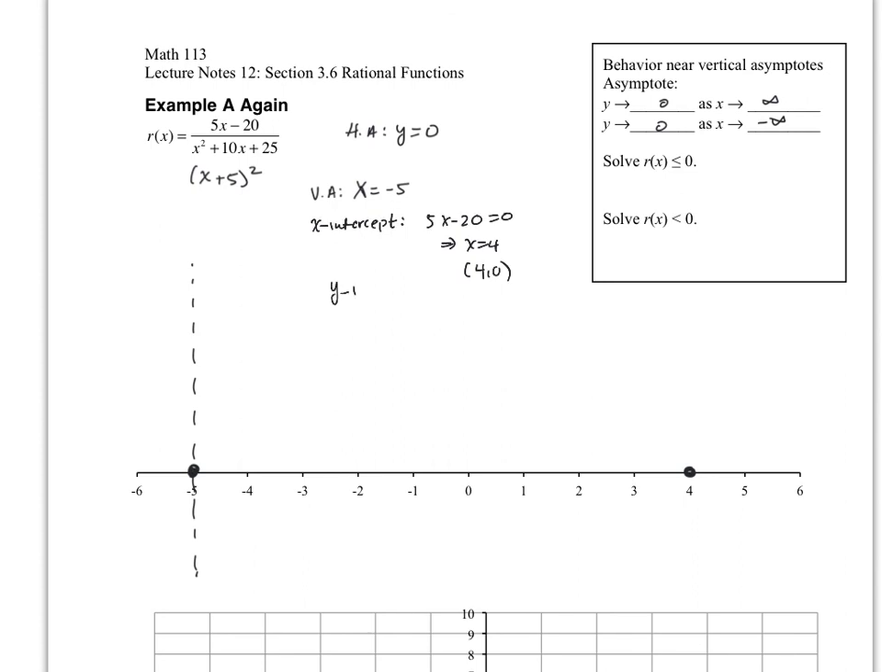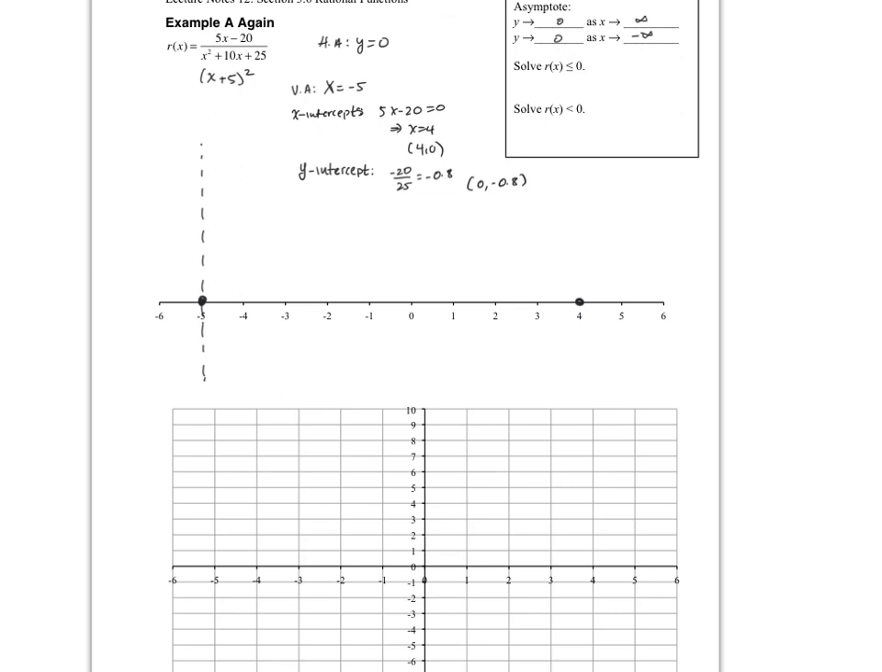And then the y-intercept, there's only one y-intercept. Remember that y-intercept is when x equals 0, so if x is 0, this will be minus 20 over 25, which is minus 0.8. So the y-intercept will be minus 0.8. Okay. All right. So we need to figure out where this is decreasing and where this is increasing, even though the question is just asking you whether this is actually negative.